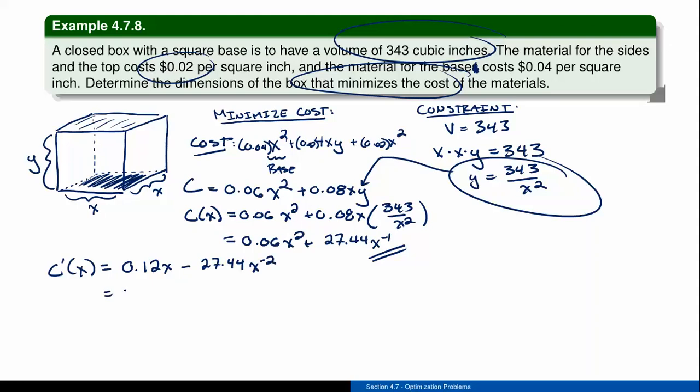Like I said, what you could do is write this as 0.12x and then a negative 27.44 all over an x squared. Well, in this case, we're going to think about two different situations.